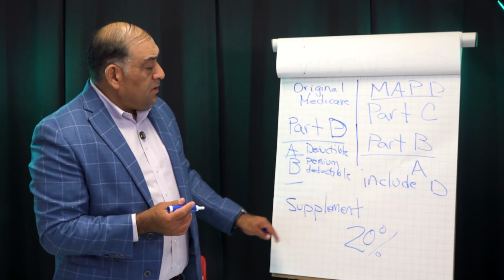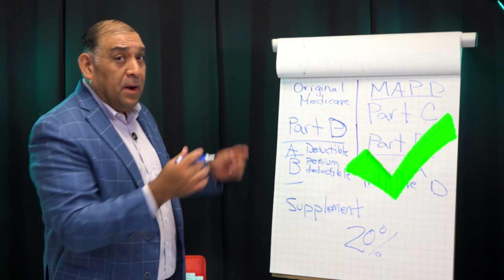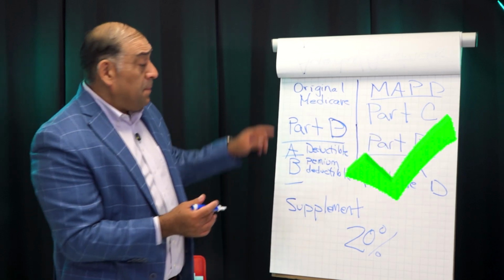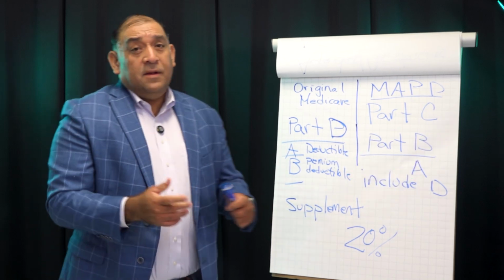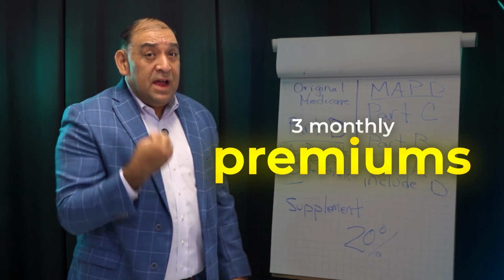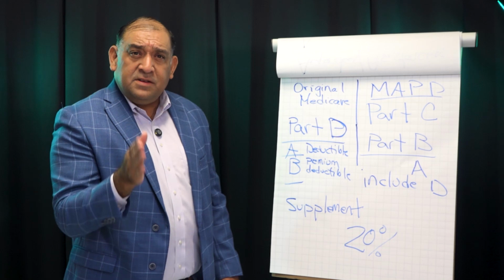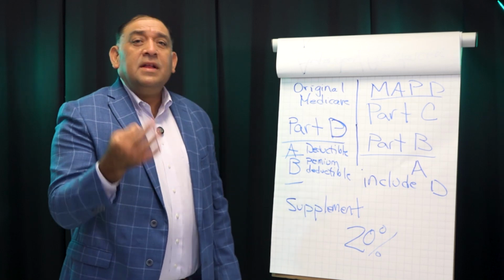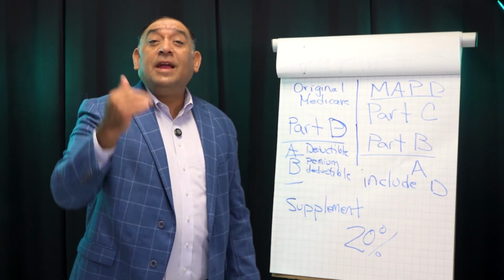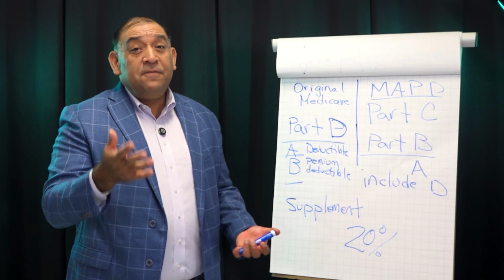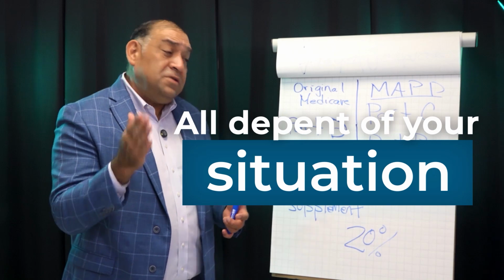So this is important to know, because how many premiums do you have now? You have to pay for Part B, you have to pay for Part D, and you have to pay for a supplement. So that's 3 monthly premiums coming out of your retirement check. That's why some people find it a little bit of a difficult choice, because what if you're paying $400 a month for insurance and you're making $2,000? Now, if you're making $4,000, $5,000, it's a little less stressful. It all depends on your situation.